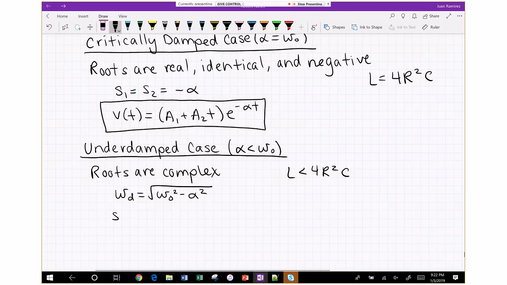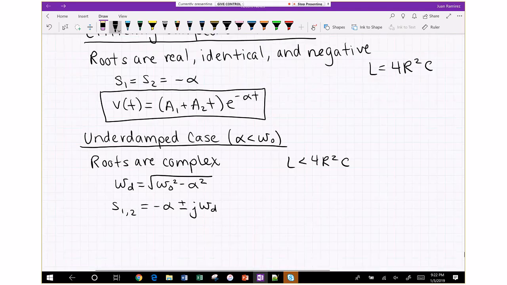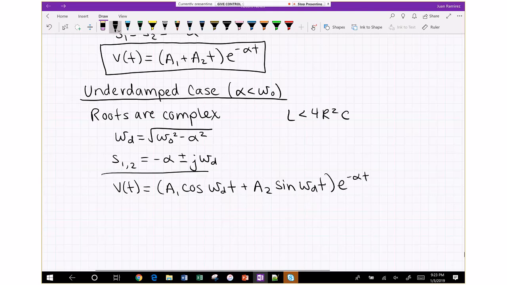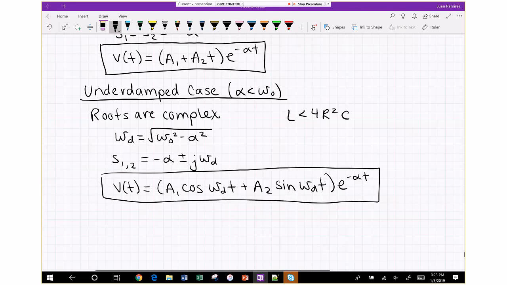And the roots are equal to negative alpha plus or minus j omega d, which is the damped frequency. The voltage is equal to A1 cosine omega d t plus A2 sine omega d t, times e to the negative alpha t. That's for the underdamped case.